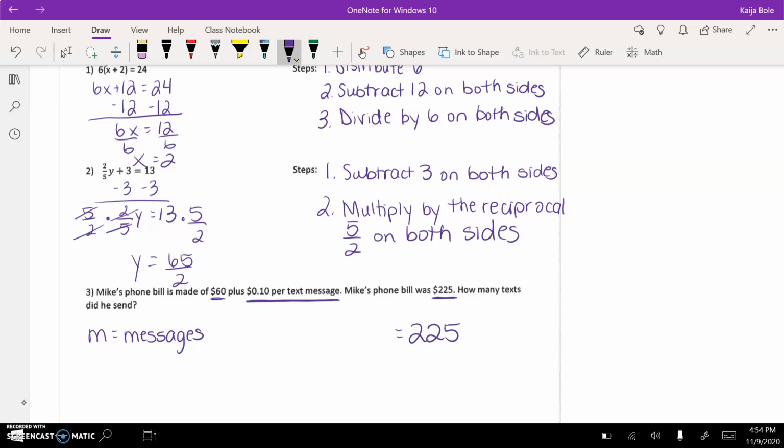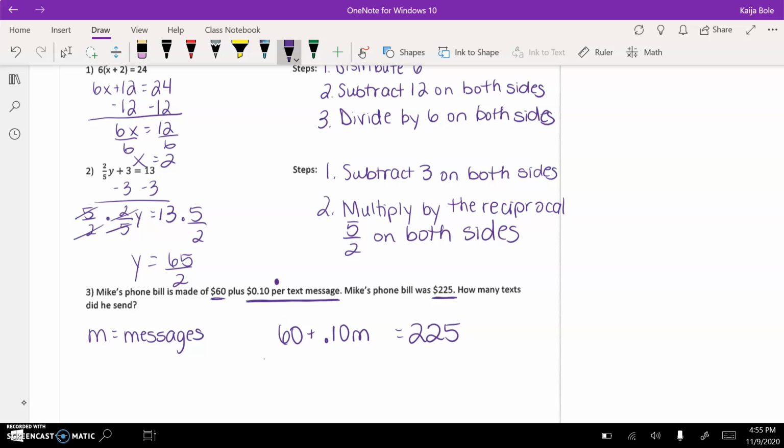So that's the total. And then in the bill, there's a $60 flat fee, he had to pay that. And I would say that's pretty standard. Maybe that's for all of his internet and the phone calls and whatever else that he has. Plus the 10 cents per text message. So that would be 0.10 m. Remember, per is a word that means to multiply. Okay, so this is your equation.